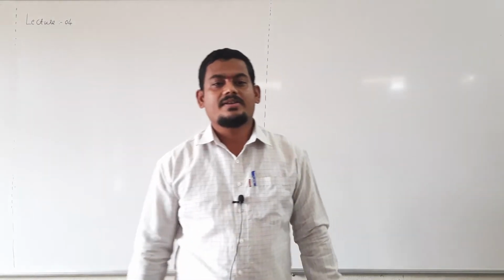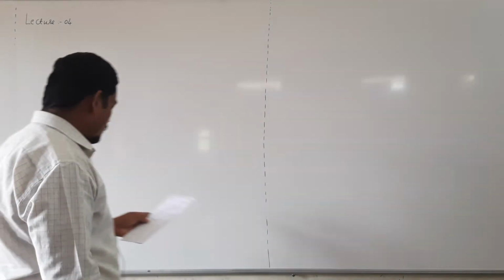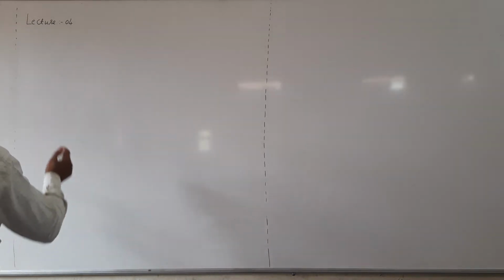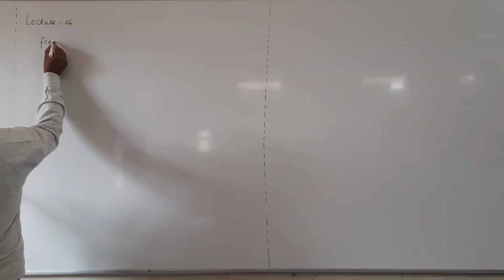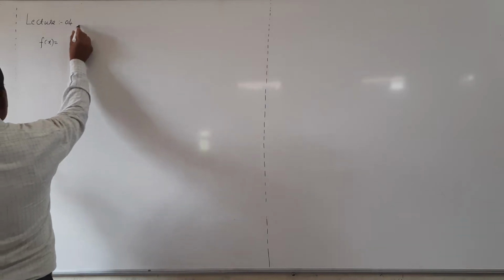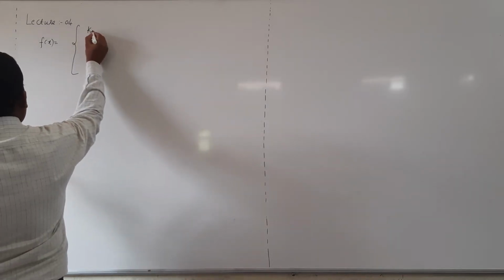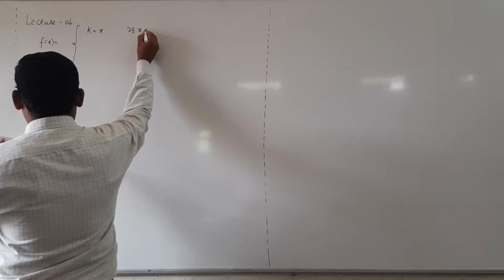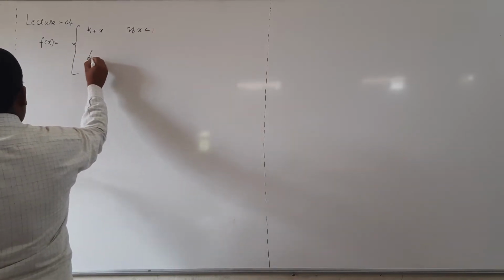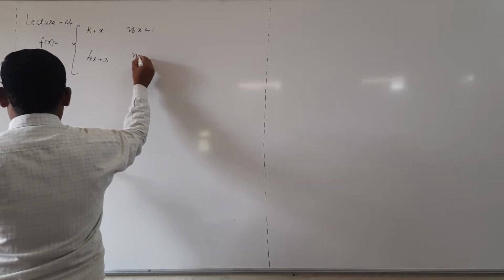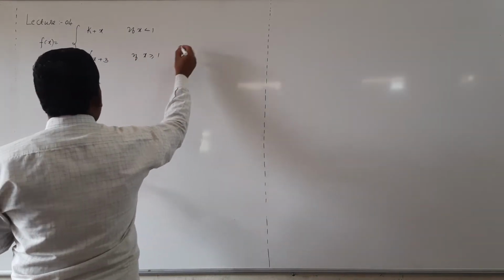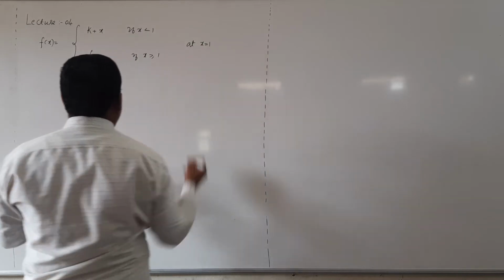Let's continue our discussion on continuity. In the next problem, find the value of k so that the function f of x equal to k plus x if x value is less than 1, 4x plus 3 if x value is greater than or equal to 1, is continuous at x equal to 1.